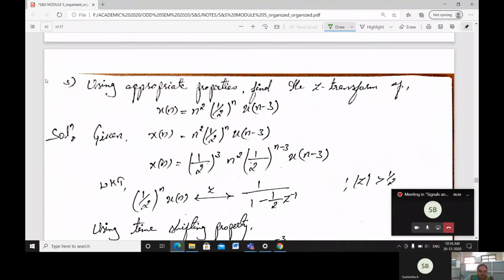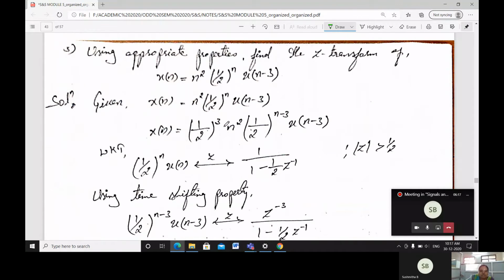The next problem: using appropriate property, find the Z transform of x of n equals n square 1 by 2 power n u of n minus 3. Here the n value varies for the unit step, which is u of n minus 3. What you have to do is change this n value as n minus 3. What modification can I do?